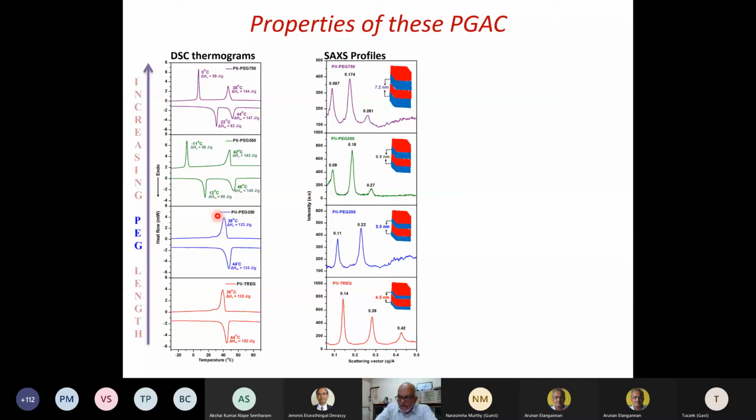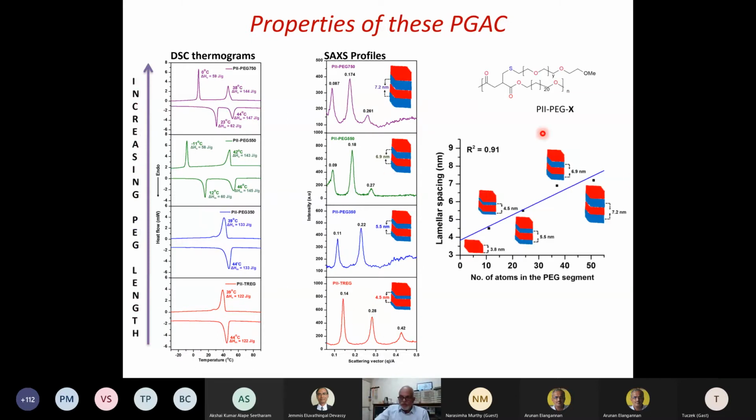Okay, so now you can do small angle X-ray scattering, and then you see these lamellar phases that are formed, and you can measure the lamellar dimension by looking at the scattering pattern. And what you see is the lamellar dimension increases as you increase the segment of the blue. Okay, and you can plot the interlamellar spacing as a function of the number of atoms in the PEG. In some sense, it is the volume of the PEG, and you see as the volume of the PEG increases, the interlamellar spacing also increases linearly. Okay, so that's essentially dependent on that.